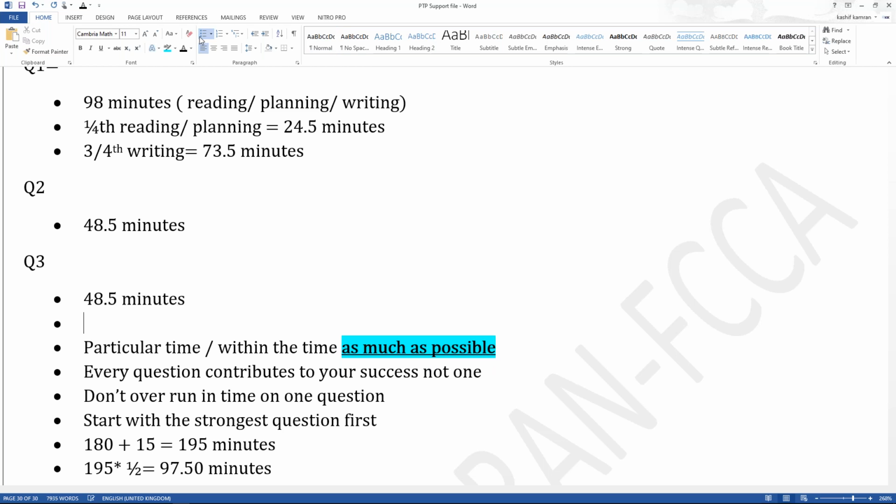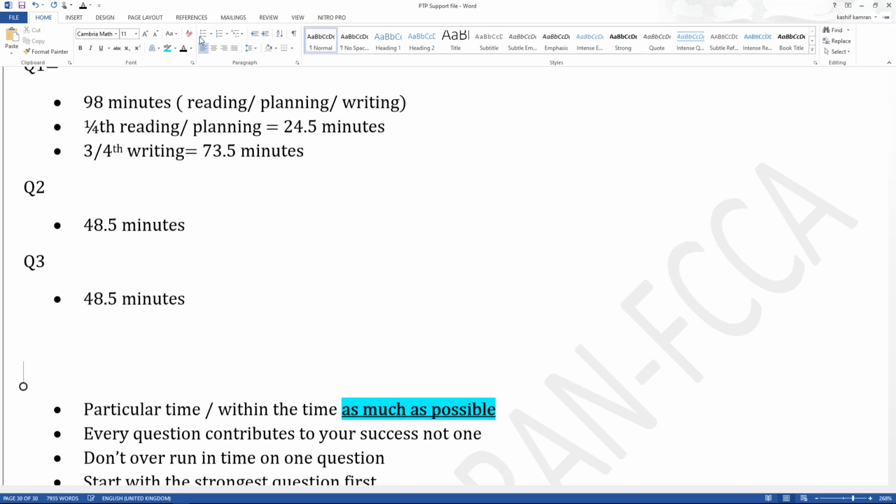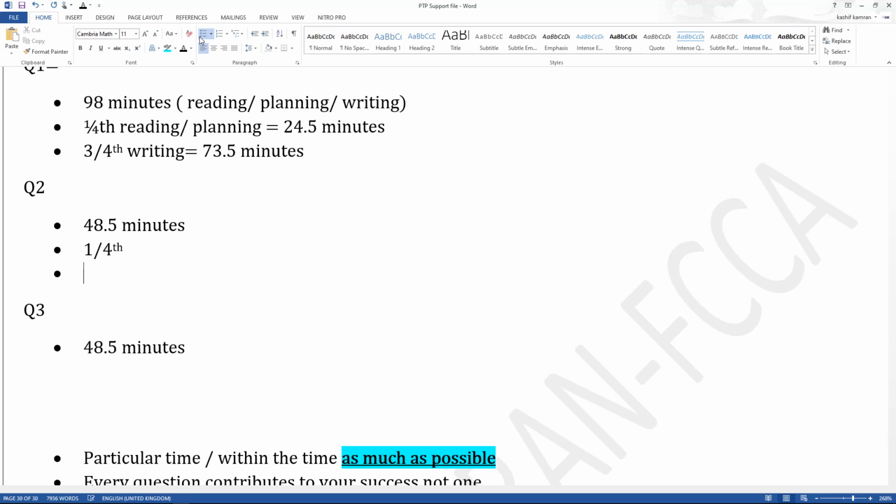And in this 48.5 minutes, how much time should we allocate to reading and planning, and how much time should we spend on writing? Quick answers for that. Okay, 12 minutes to read, and how much time to write? 36 minutes. That's a good enough time. 12 minutes to read and plan, and 36 minutes to write. The same goes for question number three.